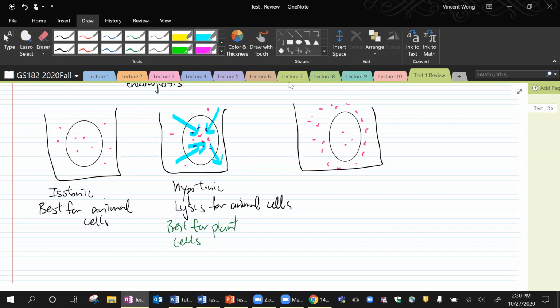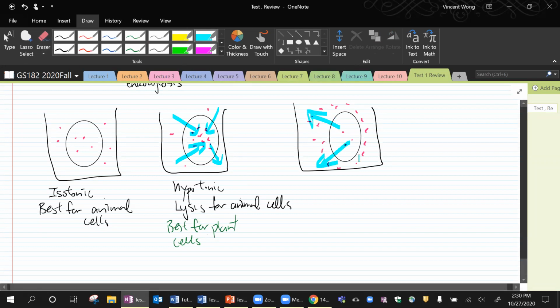And in this one, you will have more water leaving than coming in. It's going to cause the cell to shrink, and we call this hypertonic. This causes plasmolysis, or another word for that is shrinking. That is basically the transport unit.